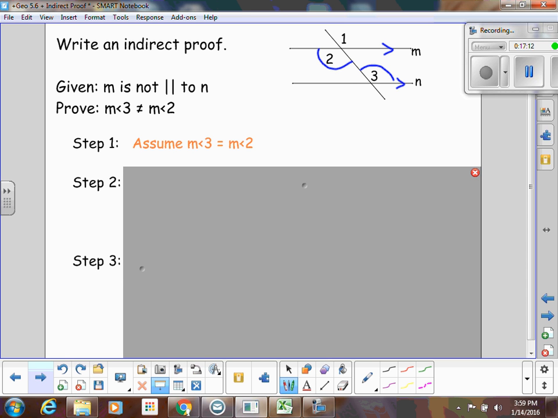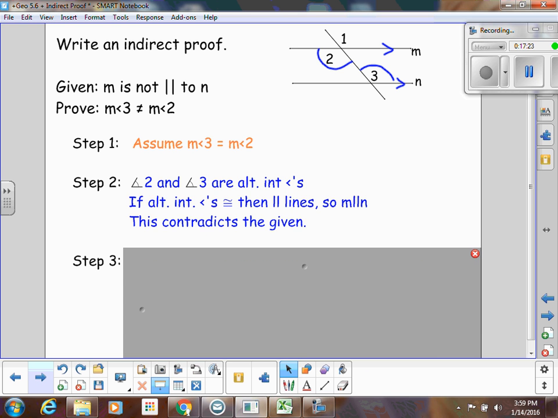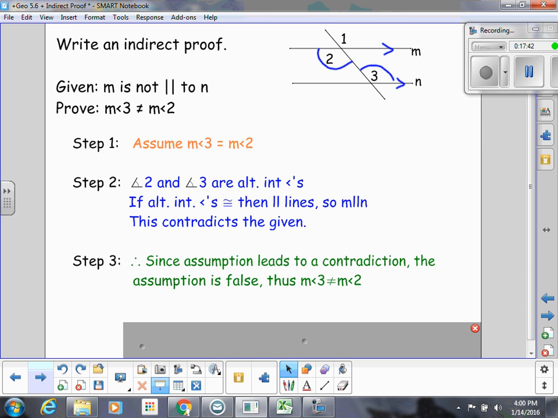All right, so if those are parallel, look at what the given says. M is not parallel to N. So we can show that this contradicts the given. That's what step 2 states. It says 2 and 3 are alternate interior angles, and if alternate interior angles are congruent, then lines are parallel. So if M is parallel to N, this contradicts the given. You can see how our thoughts are just written out in words. And then our last step, we're going to say, therefore, since the assumption from step 1 leads to a contradiction, then the assumption is false, and therefore the measure of angle 3 cannot be equal to the measure of angle 2. That's how an indirect proof works. Pretty neat, huh? It's a little more straightforward than the normal direct proofs.